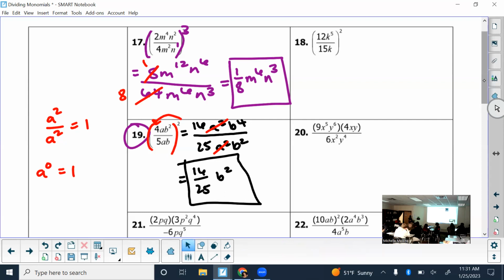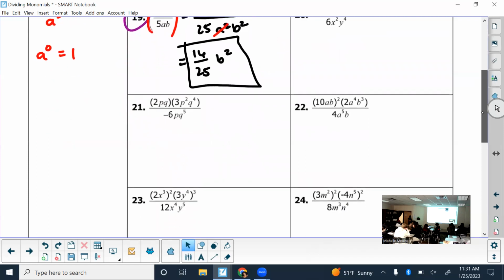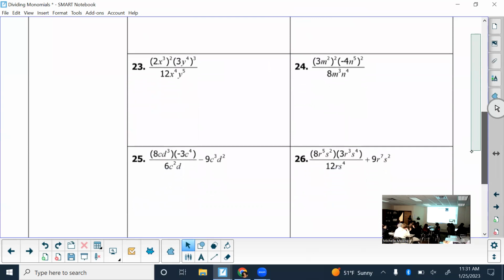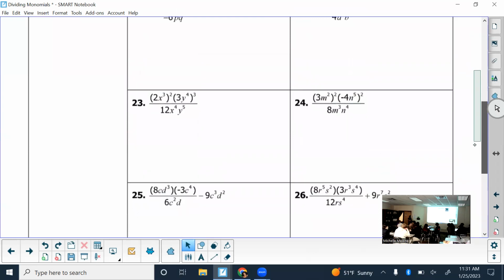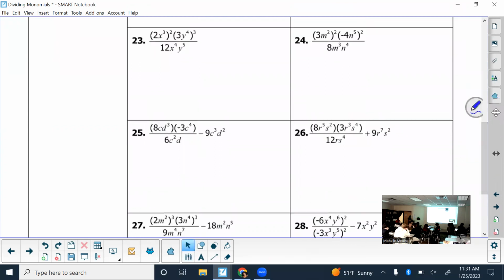All right. Let's do it with multiplication thrown in there, and subtract. So let's look at 25. So aside from the power rule, this one has all the other rules. It has the adding, subtracting, it has the multiplying, it has the dividing. So I like these. I feel like they're fun. You have to know which one to do first.